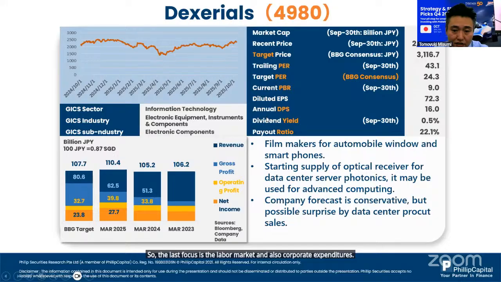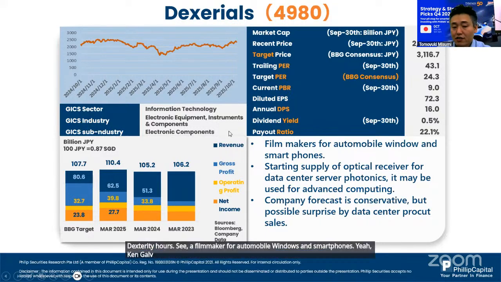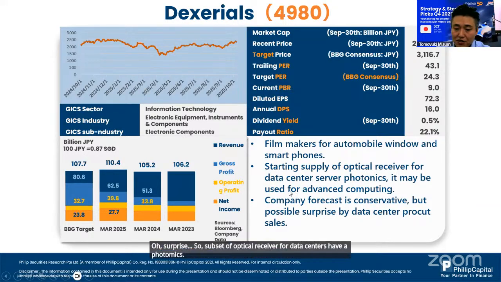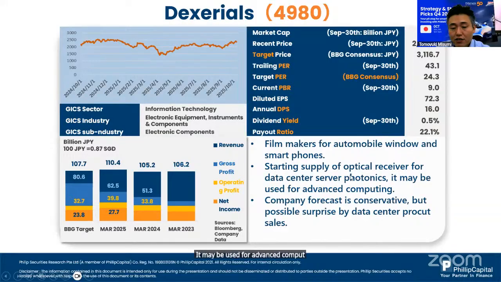Next, Exeos. They are a film maker for automobile windows and smartphones. They handle chemicals and raw materials, and also some equipment suppliers. They also supply optical receivers for data center server photonics. It may be used for advanced computing. So there is some focus on silicon photonics.